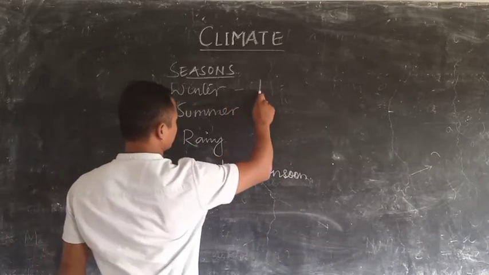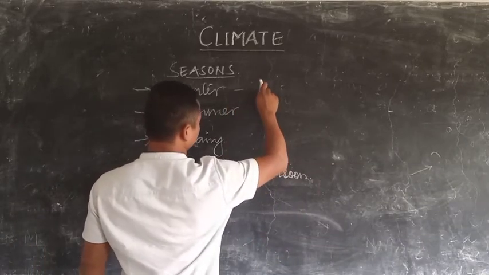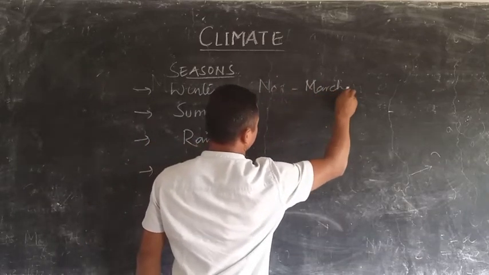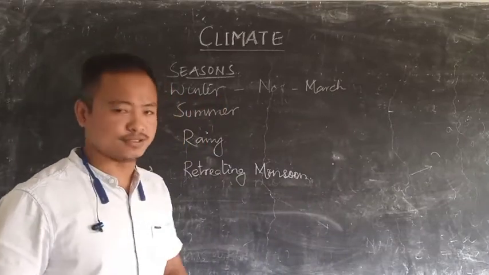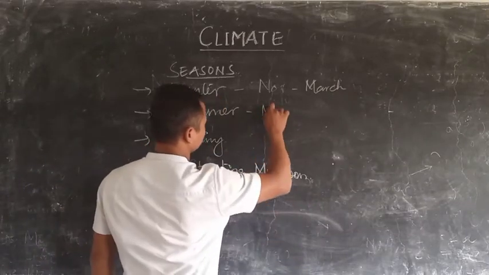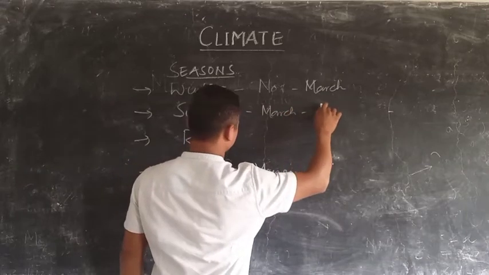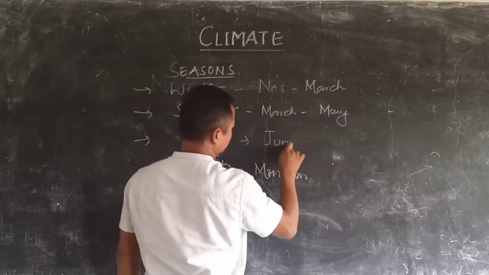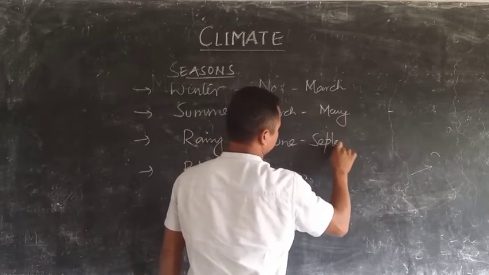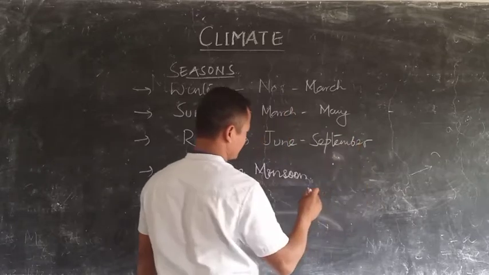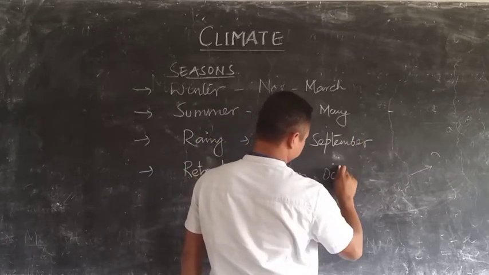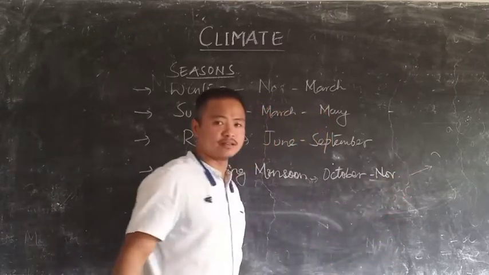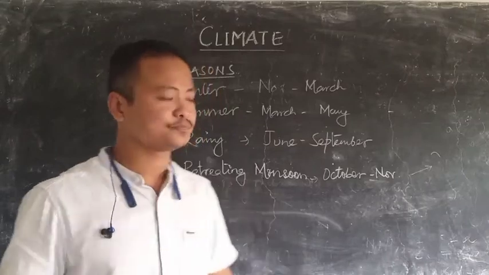The winter season is experienced between the month of November and mid-March. Then summer begins from mid-March to May, June. Then from June to September is your rainy season, and then October and November is what we consider to be the retreating monsoon season.